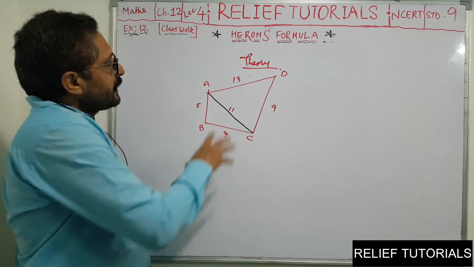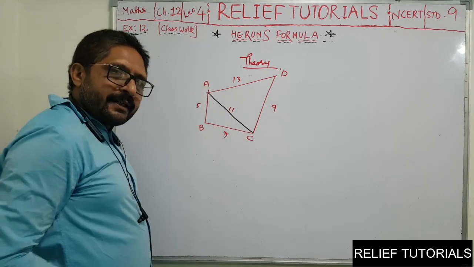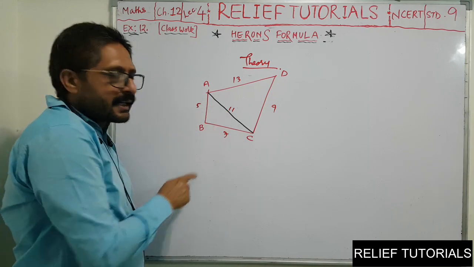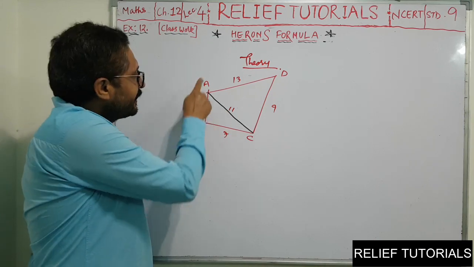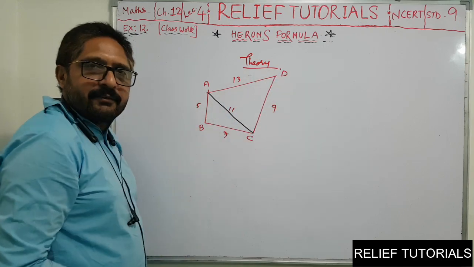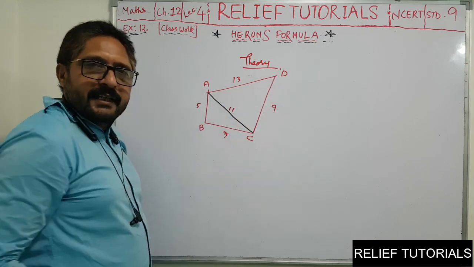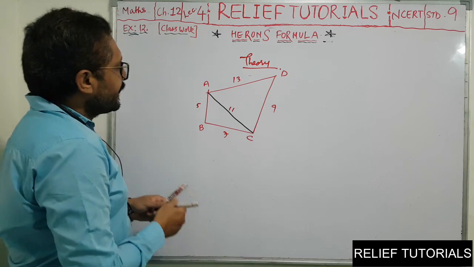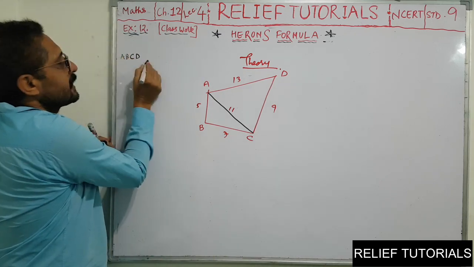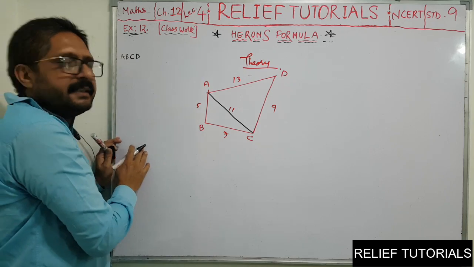So now you see, this quadrilateral is divided by drawing diagonal AC. Now this is a triangle, and we have the measures of 3 sides of the triangle, so you can find the area of this triangle ABC by using Heron's formula. Similarly, you can find the area of triangle ADC by using Heron's formula. So we can say the area of quadrilateral ABCD. See, this is the symbol we can use for area also, just by writing ABCD.